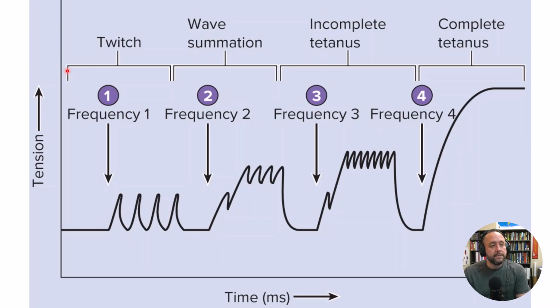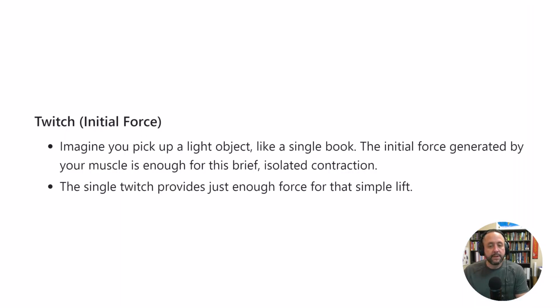And so you can use all these sometimes. You can use one or a few of them at certain times, depending on what's going on. These next 4 slides hopefully will illustrate some practical applications of this. With a light object, the initial force by your muscle is strong enough for that little contraction to pick up the pen or the book or to write.